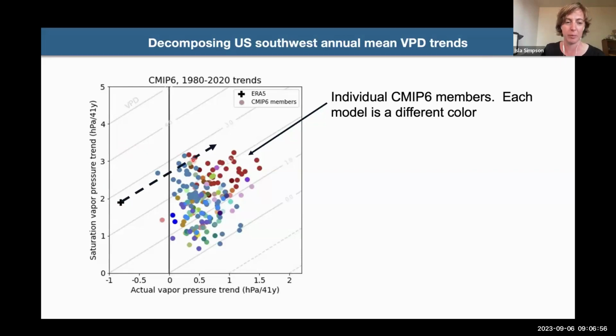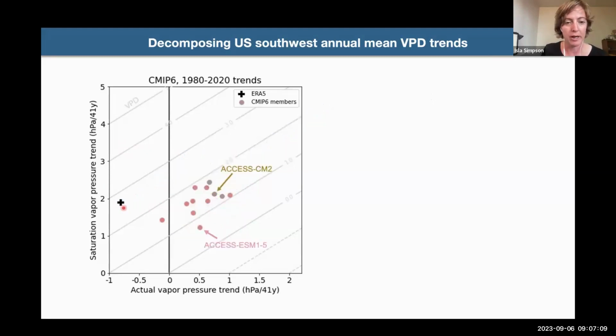of an increase in vapor pressure deficit as what we've seen in the reanalysis here, but for pretty different reasons. They're having more warming, which is compensating for not having this decline in the amount of water vapor in the atmosphere. And I'm sure you're interested in what ACCESS looks like. So these are the ACCESS model points. So they lie pretty squarely within the model distribution.